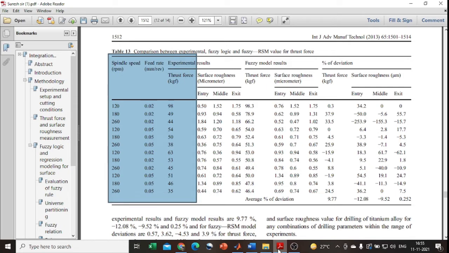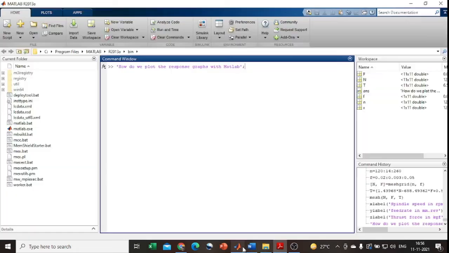Here, according to my experiment, I considered spindle speed and feed rate as the input parameters and thrust force as the output response. Spindle speed can be represented with the x-axis, feed rate with the y-axis, and thrust force with the z-axis. But how can we represent this? Yes, we can utilize Matlab software to understand this. How can we draw the three-dimensional plots or response graphs?